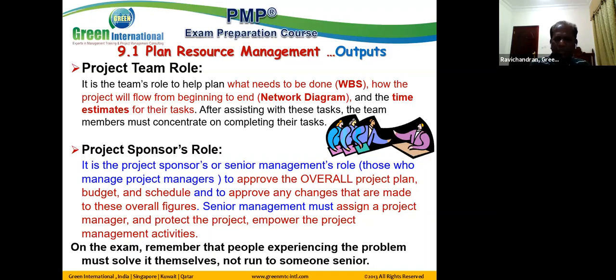And the project sponsor's role: of course, the project sponsor or appointed person is here to approve the overall project plans, budget, and schedule. They are on the change control board. They are helping in getting the approval of the changes in the change control. They are providing the input there. But the most important role of the project sponsor is that he needs to protect the project from unnecessary changes. That is his key role in the project.